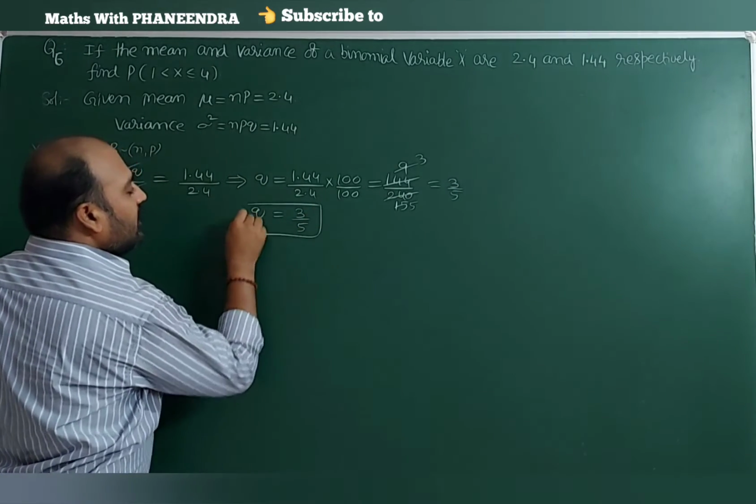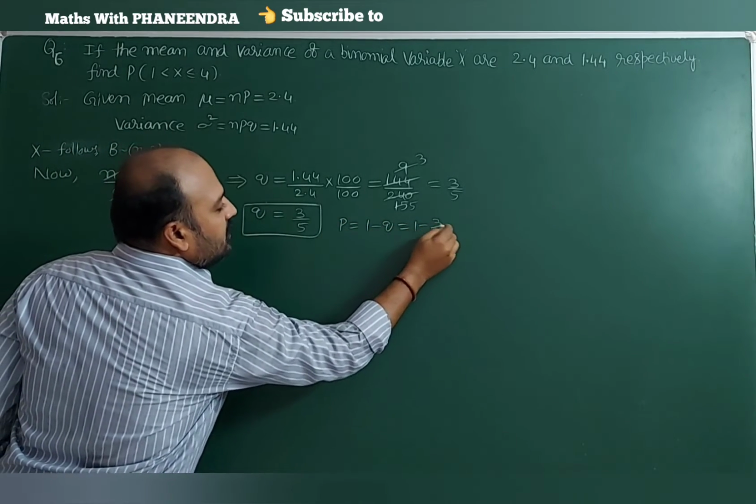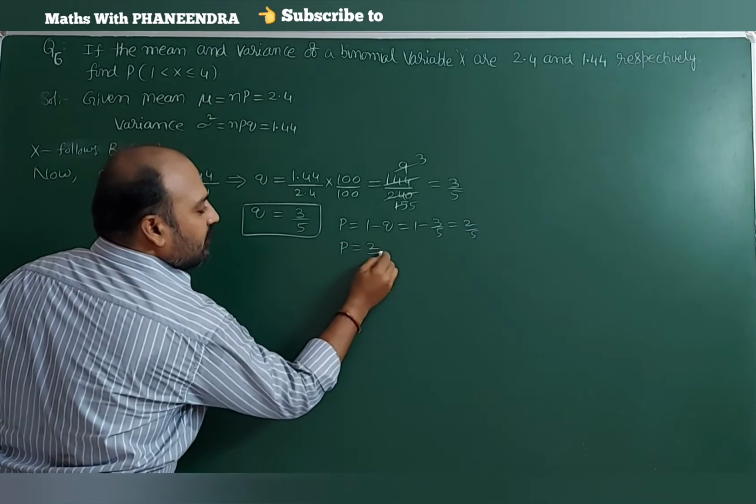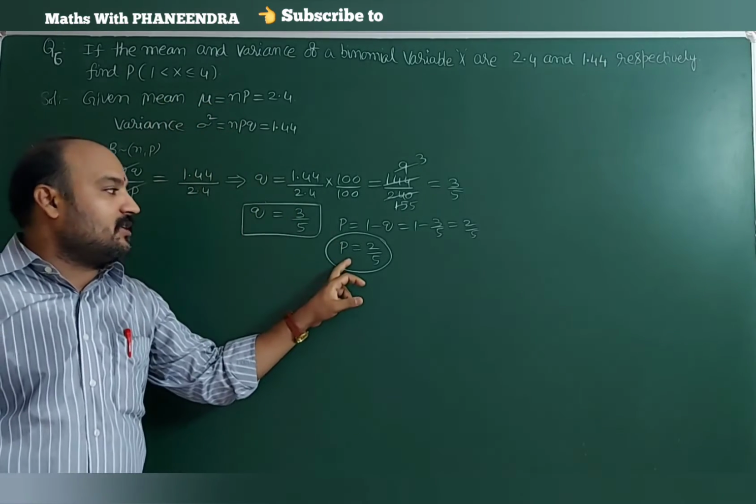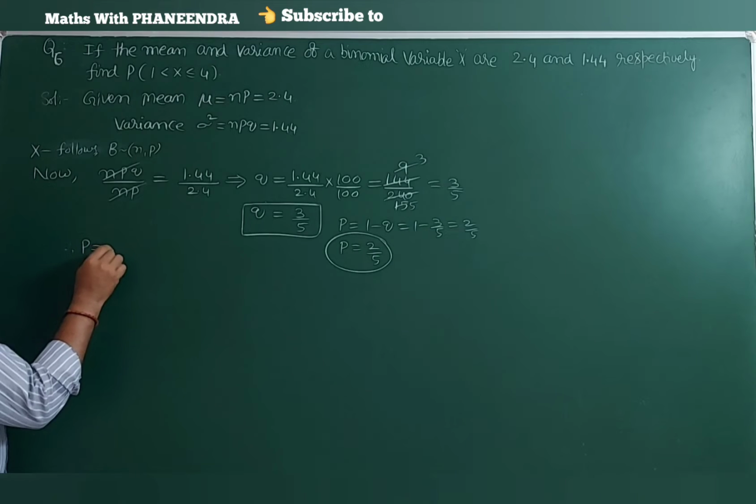Then P value also we can calculate now. So P is equal to 1 minus Q. That is equal to 1 minus 3 by 5. That is equal to 2 by 5. So P is equal to 2 by 5. So P value substitute in NP, you will get N.